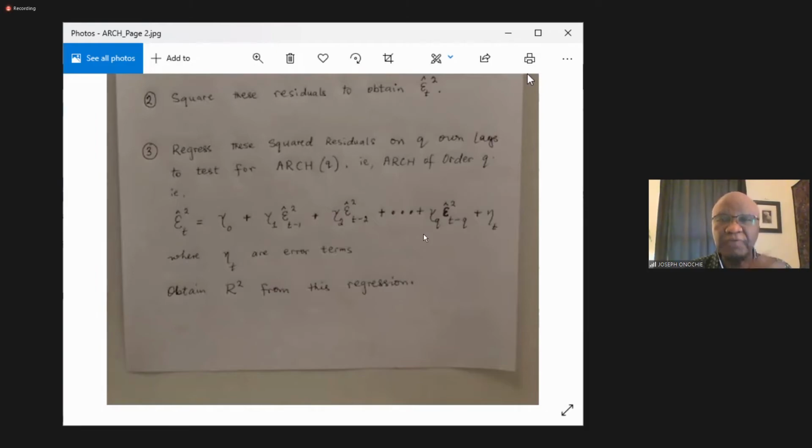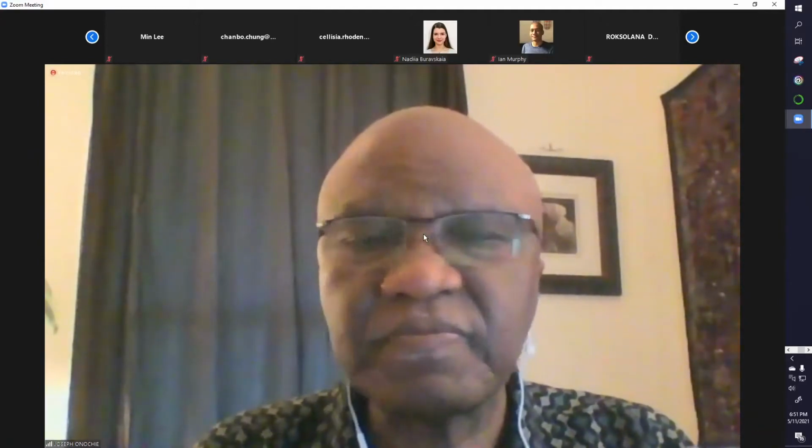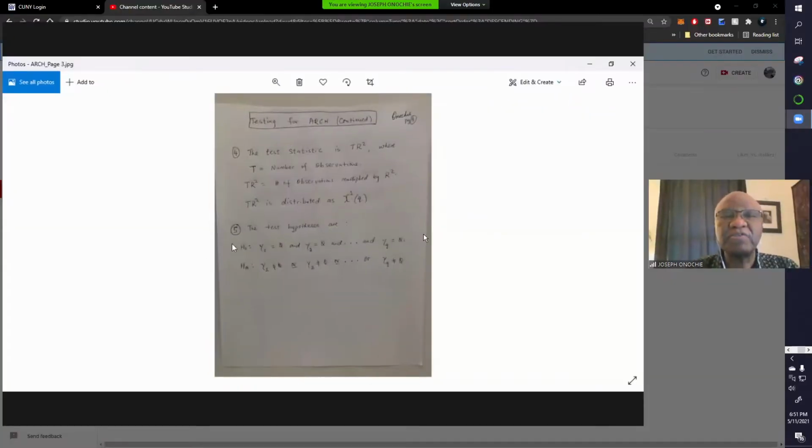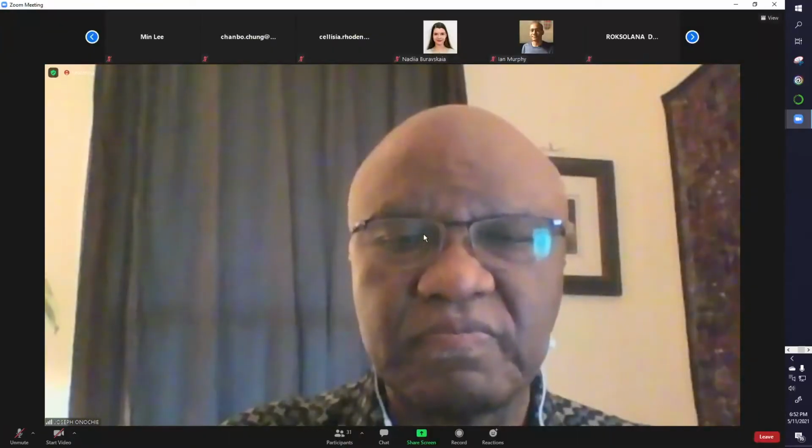All right. I can explain it some more, but let me move on because I want to run through this. Now let me go to page 3. Again, you have all these pages 1 through 4. This is page 3. So the fourth step, after running that previous equation, is to determine a test statistic. That test statistic is T times R squared. From that equation, we get the R squared, and then we multiply it by the number of observations. Because, let me go back.